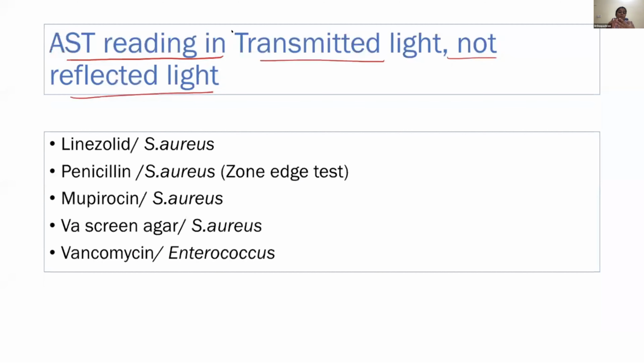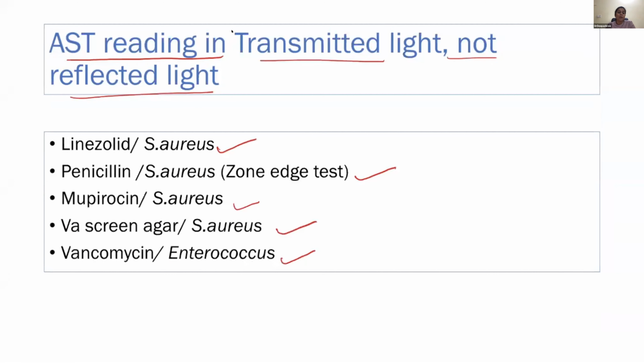As sir told, there are some organisms which grow slowly. Because of the drug-bug combination, the growth may not be appreciated in the reflected light. That is why there are very few situations where transmitted light is used. That is linezolid Staph aureus, penicillin zone edge test, mupirocin Staph aureus, vancomycin screen agar Staph aureus, and vancomycin enterococcus.